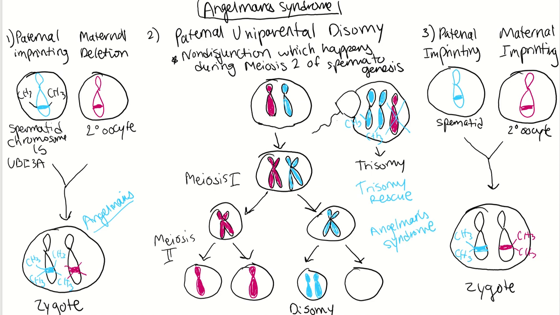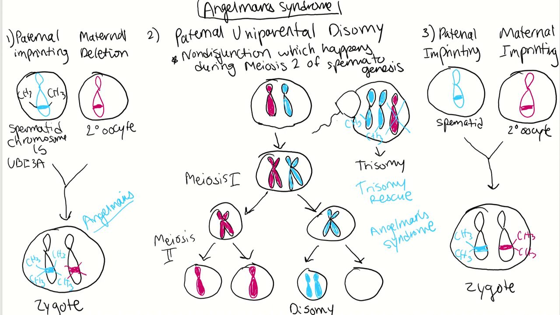Okay, so that's how you can get Angelman syndrome through paternal uniparental disomy. The third way you can get it is by paternal imprinting and maternal imprinting. So it's very similar to the first scenario. You have your spermatid, you have your secondary oocyte, and they form a zygote.